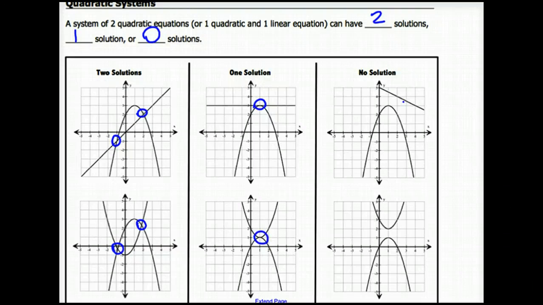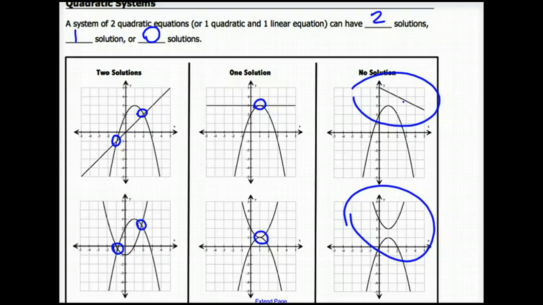And of course, you can have no solution. You can have a parabola and a line that never intersect. Like in this graph here, there is no intersection point, and there never will be. And same thing with these 2 parabolas here. Those 2 will never intersect, and so those would be examples of no solutions.